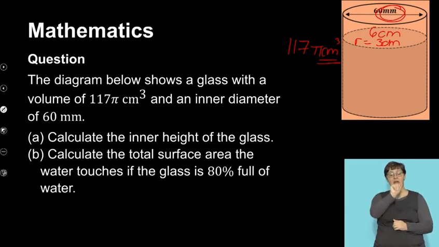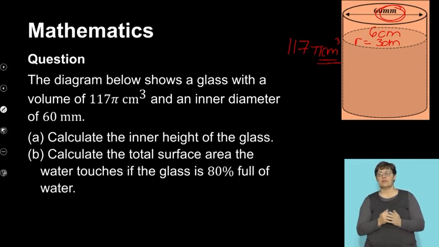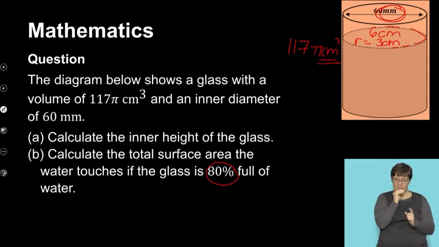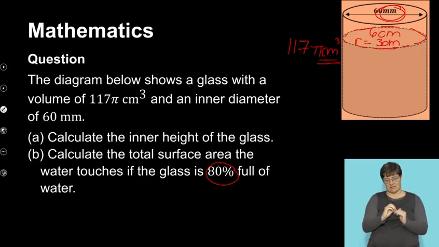So A is asking us to calculate the inner height of the glass, and then B is asking me to calculate the total surface area of the water that touches the glass if it is 80% full of water. So we can see that we've got this dashed line indicating the glass being 80% full of water. Let's go to A.